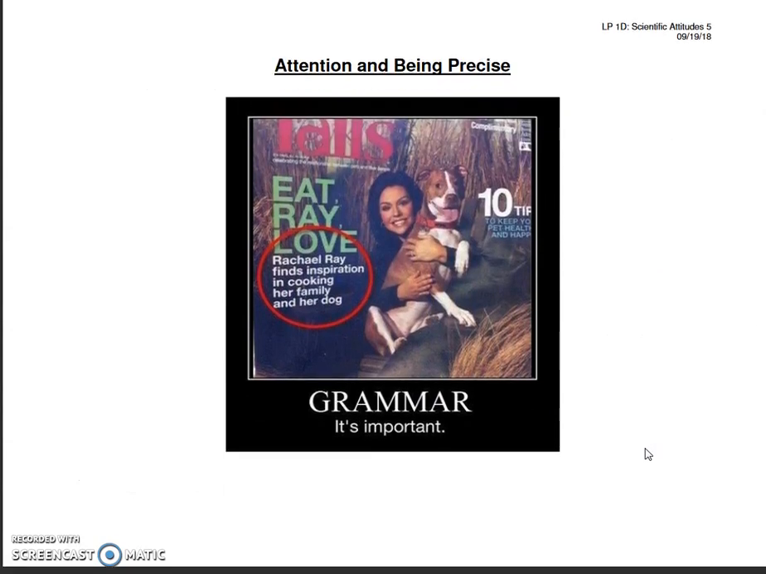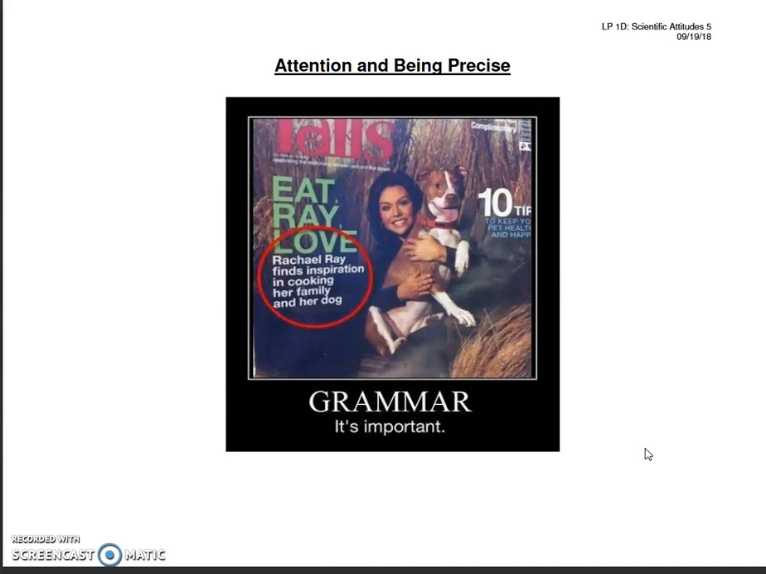In this image, I don't think that this magazine really wanted to say what it actually did say. And in this case, grammar is important because if you don't have the commas in that phrase, you are going to say something you probably don't want to say.